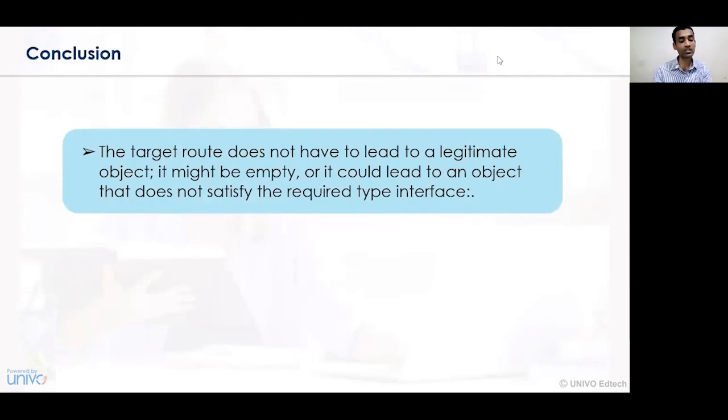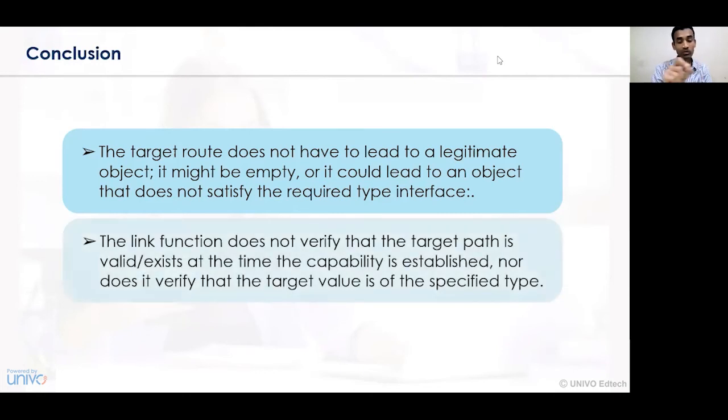From those considerations, we can understand that the target route may not lead to a legitimate object, but might be empty. It could lead to an object that does not satisfy the required type interface. So there should be a proper link and a proper sequence of activities, which always leads to a process capability control flowchart. A capability-based control flowchart leads to identification of how we conduct a certain activity in a sequential way, and how activities are completed as and when required.